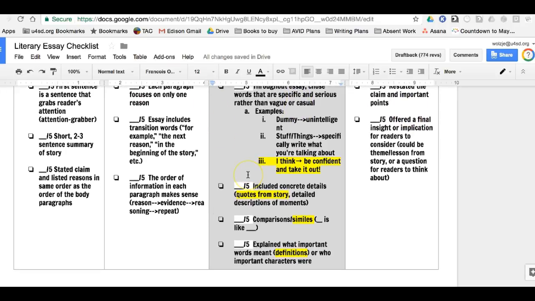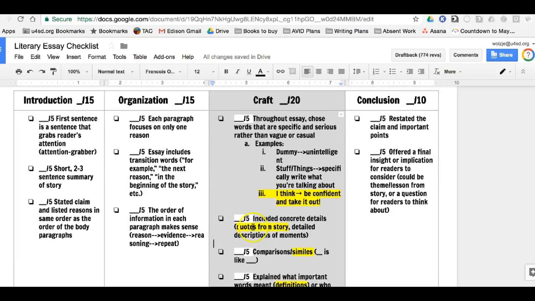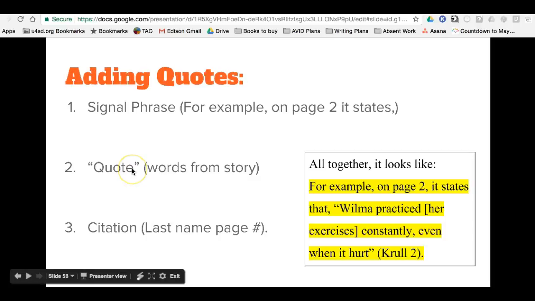So, the first thing we've already talked about is including quotes from the story. For including quotes from the story, we talked about you need a signal phrase. So, for example, on page 2, it states that, comma, a quote, which is actually words from the story, so this is a part from the story: Wilma practiced her exercises constantly, even when it hurt. And then a citation, so that's the last name and the page number. And then a period at the end.